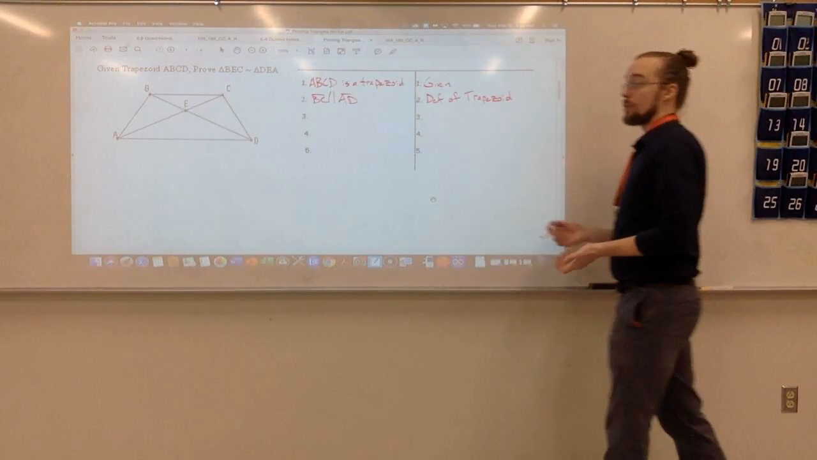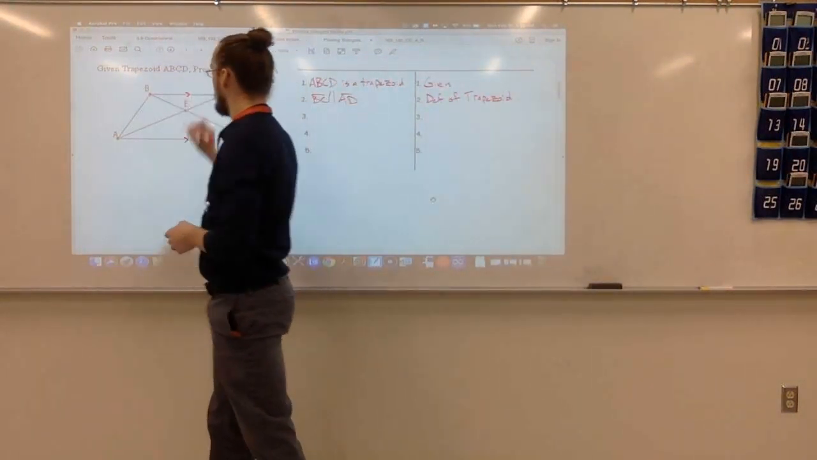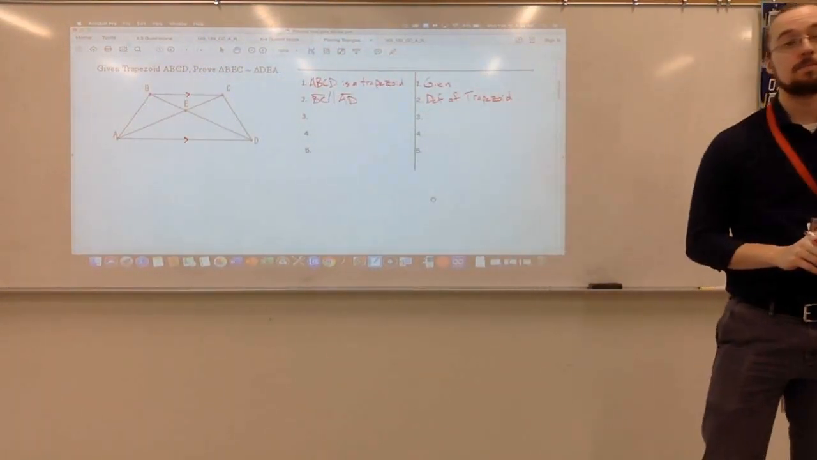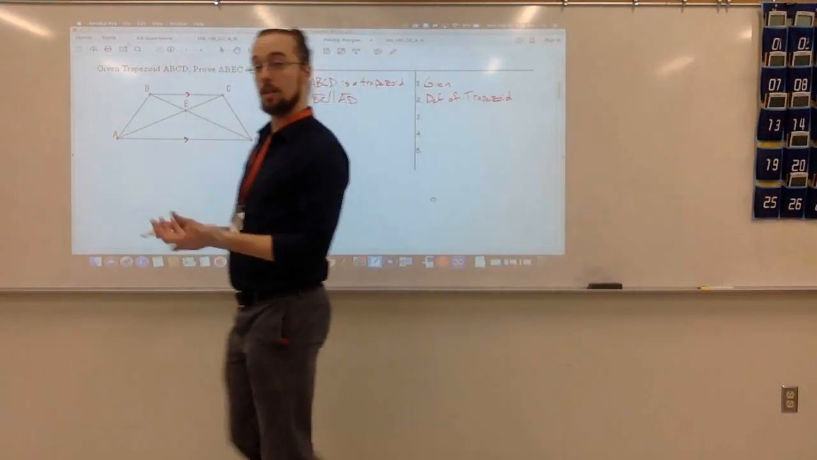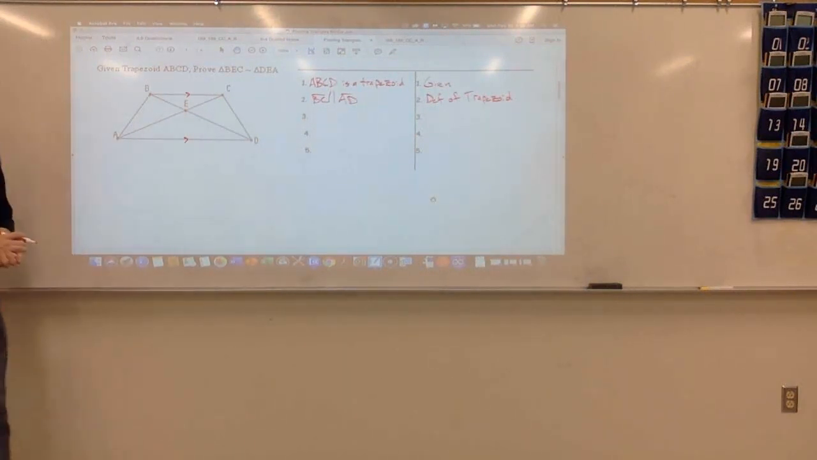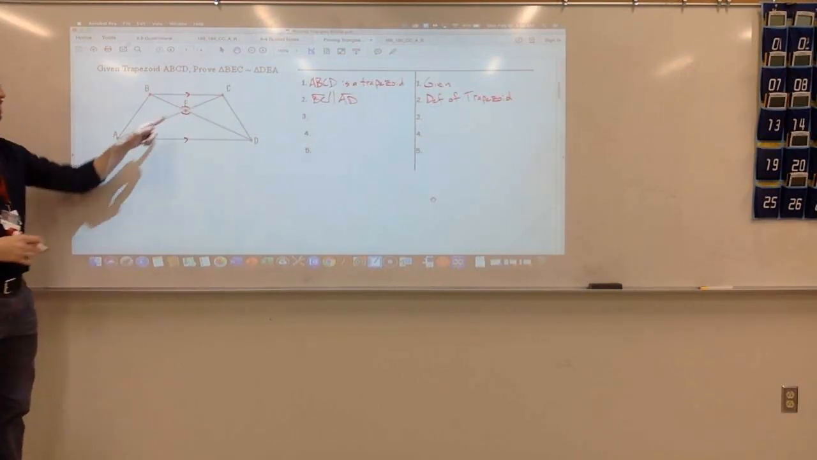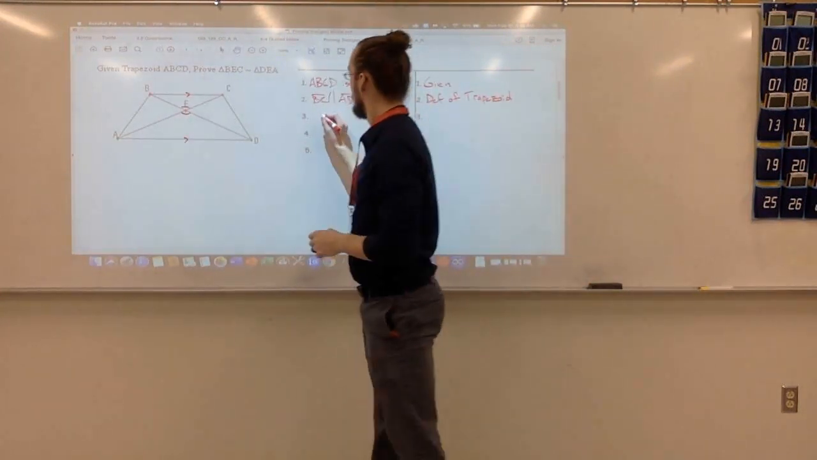So, what can we do with that then? If we know that AD and BC are parallel, so if we know it's an isosceles trapezoid, we could say the legs are congruent. But we don't know that for sure here. Yeah, that would be one thing we could say. These two angles are vertical, so we could say those are congruent.